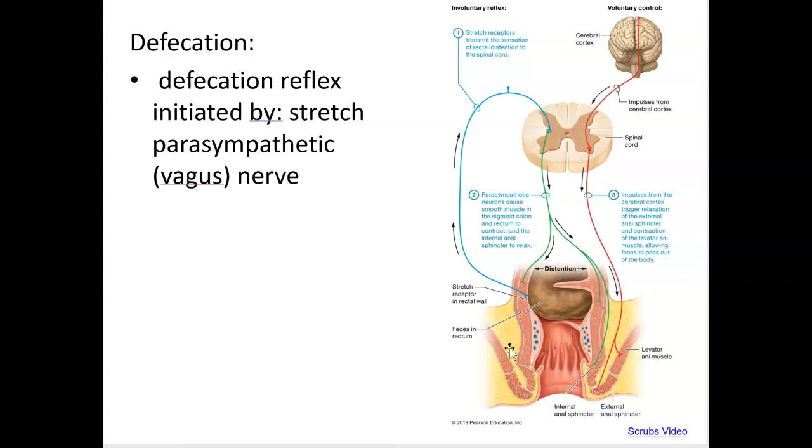And like I said, we have diapers for a reason. So this is a learned reflex, right? Babies don't know how to control this. And unfortunately, as we get older, if you have patients with either spinal cord issues or maybe dementia or Alzheimer's, then there will be problems controlling defecation as well.